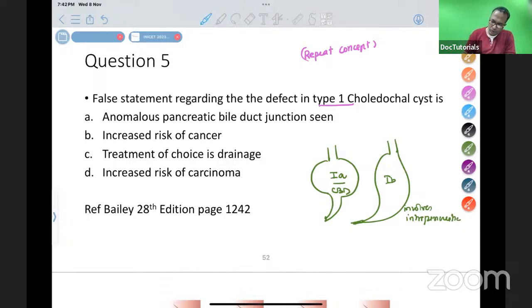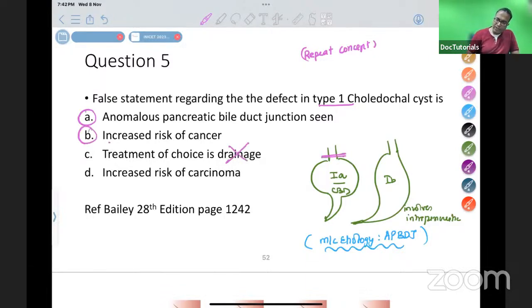So the most common etiology for choledochal cyst recently found out is anomalous pancreatic bile duct junction. So there is increased risk of cancer. So treatment of choice is not drainage. Because of the malignancy, I should resect this cyst. So I should do resection, it is the treatment of choice. So increased risk of cancer is present.